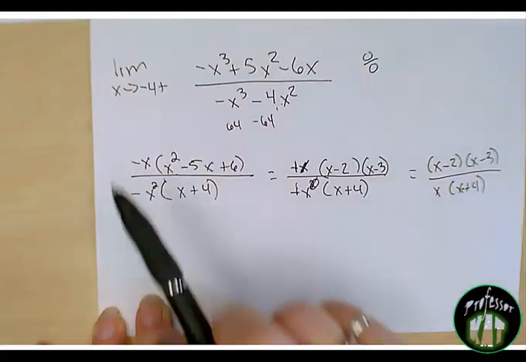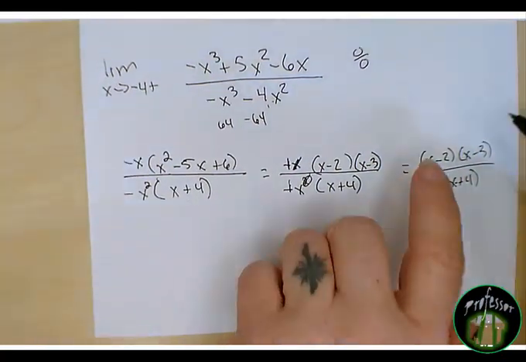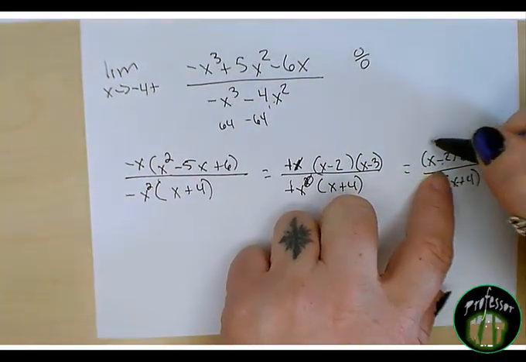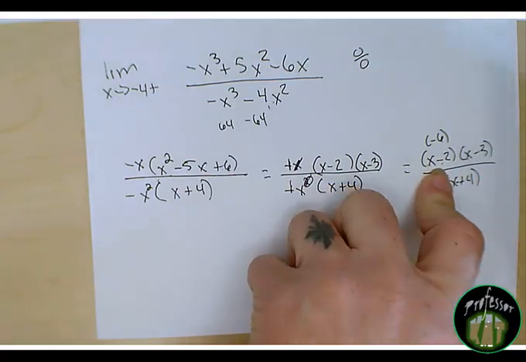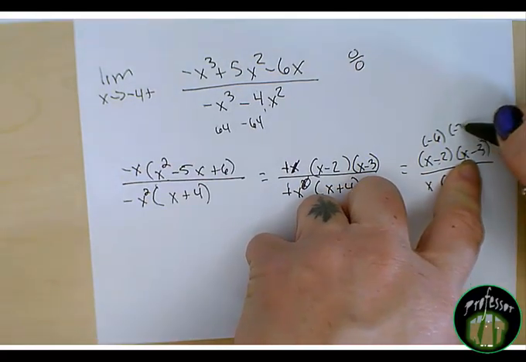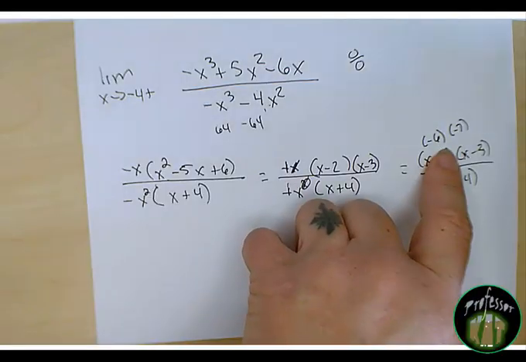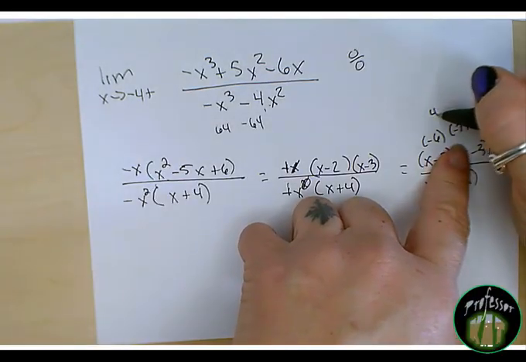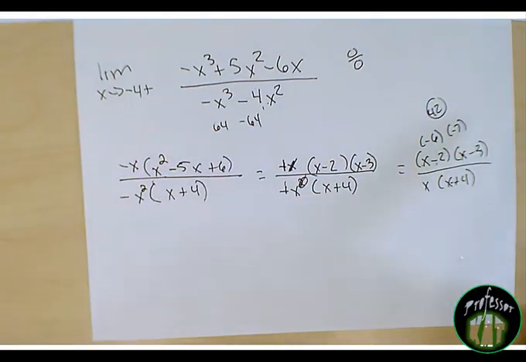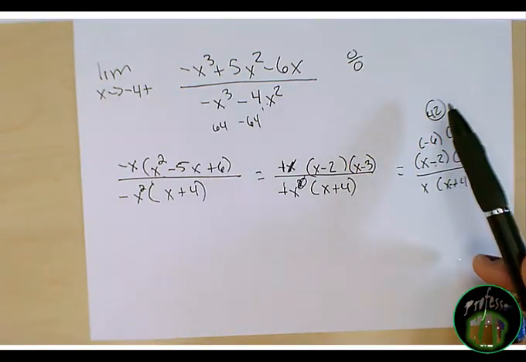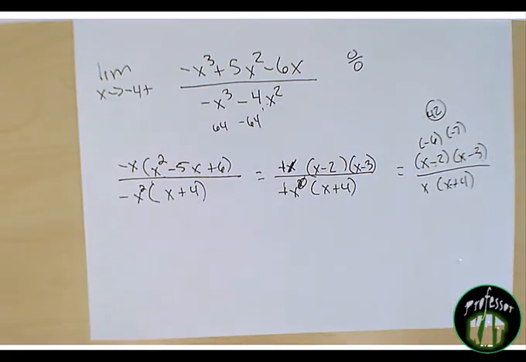Now, for our numerator, we can just go ahead and plug in a negative 4. Negative 4 minus a 2 is a negative 6. Negative 4 minus 3 is a negative 7. And negative 6 times negative 7 is a positive 42. That tells me that my numerator is going towards a positive 42.